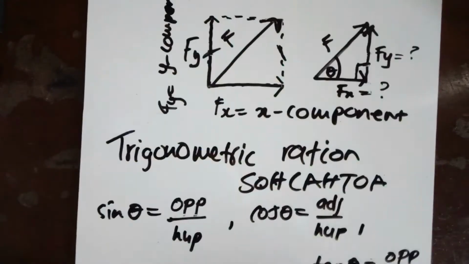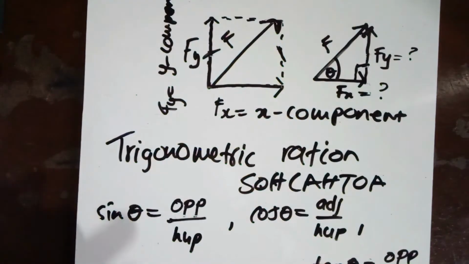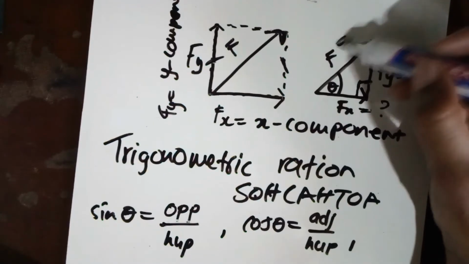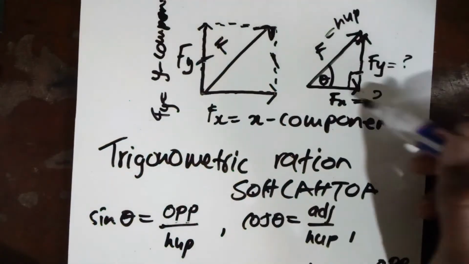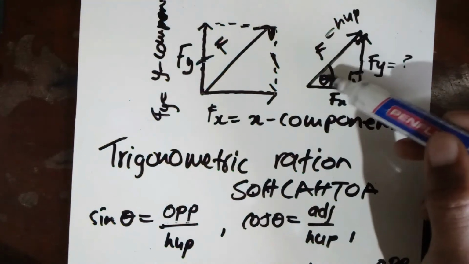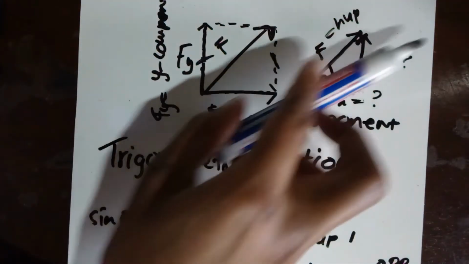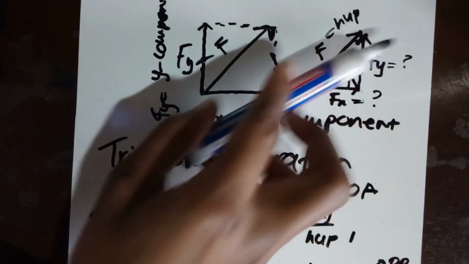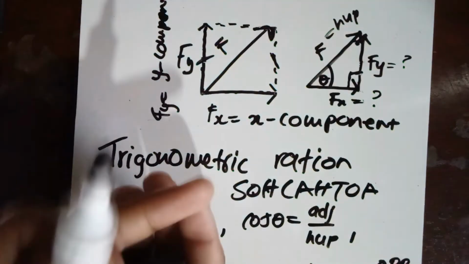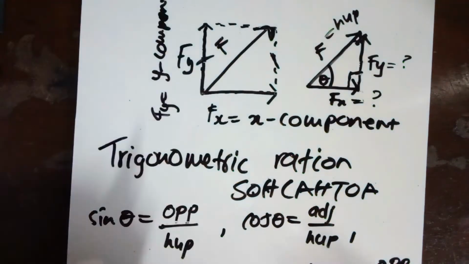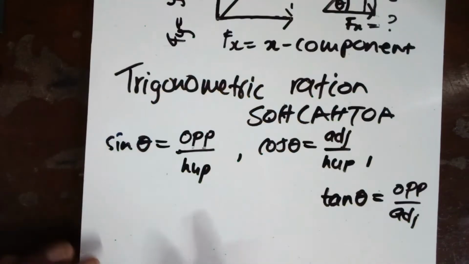So now if we have this and we look at our triangle, we see that this is my hypotenuse side, this side is opposite because it's opposite to this angle theta, and then this side is adjacent. So adjacent means this side, the next door of this angle theta there. So let us now expand.